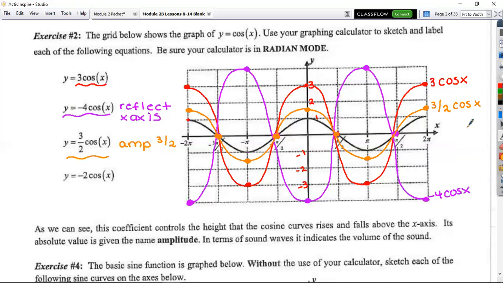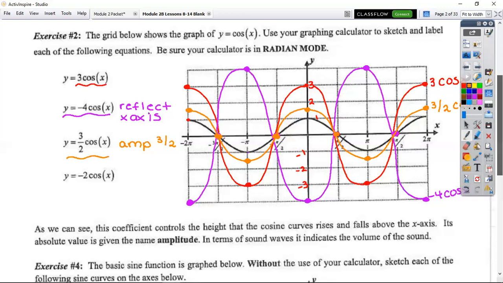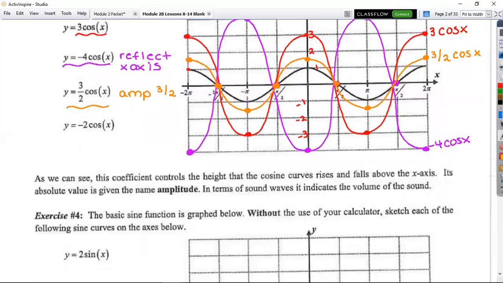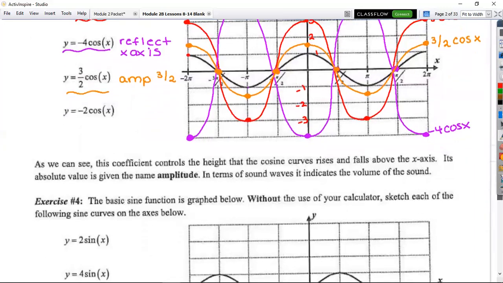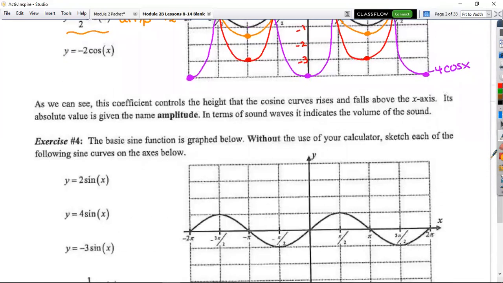All right, so you're going to do the same type of transformations with a sine curve. And again, we just talked about this word amplitude, and amplitude is your height, and it is always a positive value. So it's the height, and again, it's always positive. That negative means the graph got reflected. It does not mean the amplitude is negative.